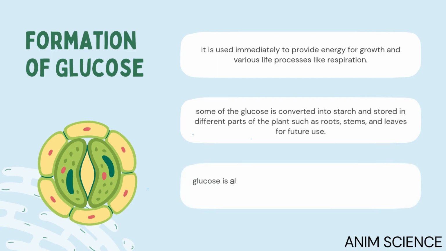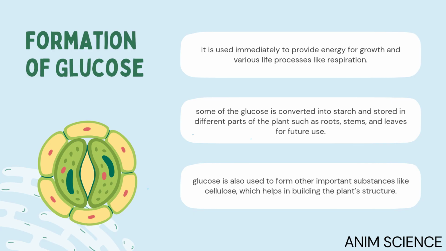Third, glucose is also used to form other important substances like cellulose, which helps in building the plant's structure. So glucose is not just food, it is essential for the plant's survival, growth, and development. Without glucose, plants would not be able to perform their basic functions.